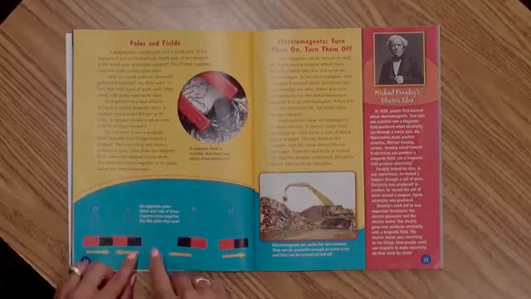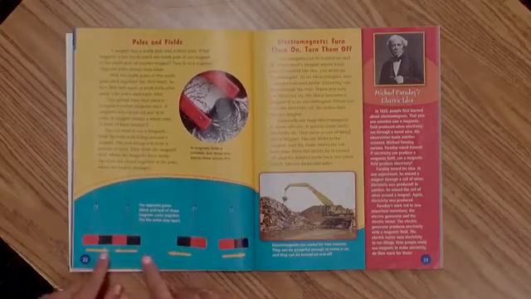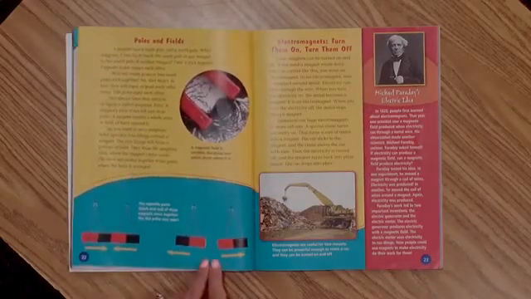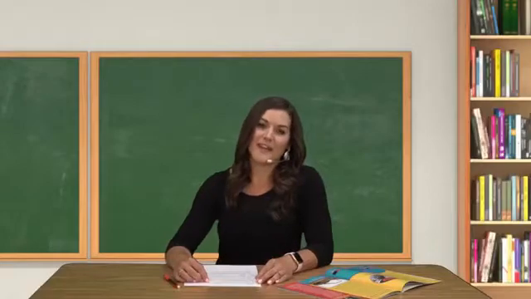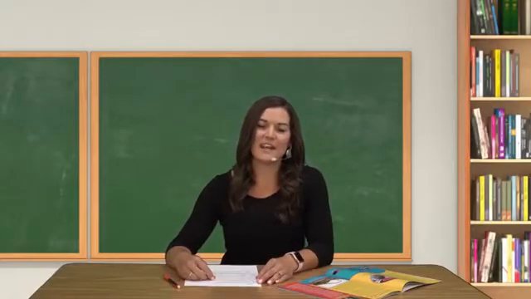The opposite poles, black and red, of these magnets come together. The like poles stay apart. Now that we have read some information about magnets, I'm ready to have some fun with magnets.